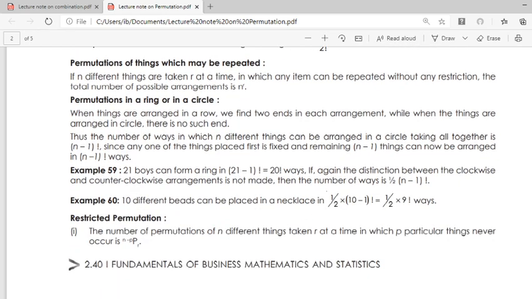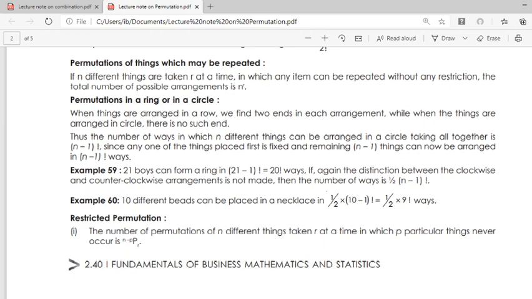Permutations of things that may be repeated. So you see that n different things are taken r at a time, in which any item can be repeated without restriction. The number of the possible arrangements will be n to the power r.